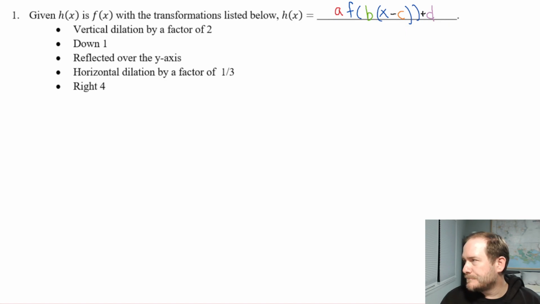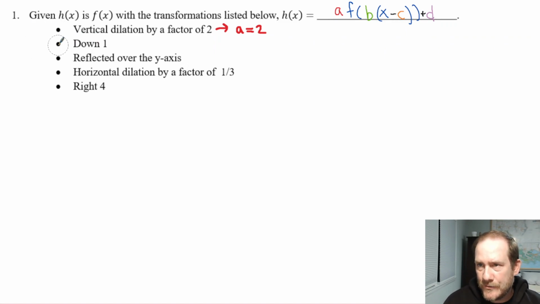Let's find out. Alright, so if I have a vertical dilation by a factor of 2, a vertical dilation by a factor of 2 seems to imply that A is 2. That's easy enough. I mentioned this in class, but where it says down 1, if I'm asking you to describe transformations, make sure you don't ever just say down 1. Make sure you actually include some verb. So this is a translation down 1, and that implies that D is negative 1.